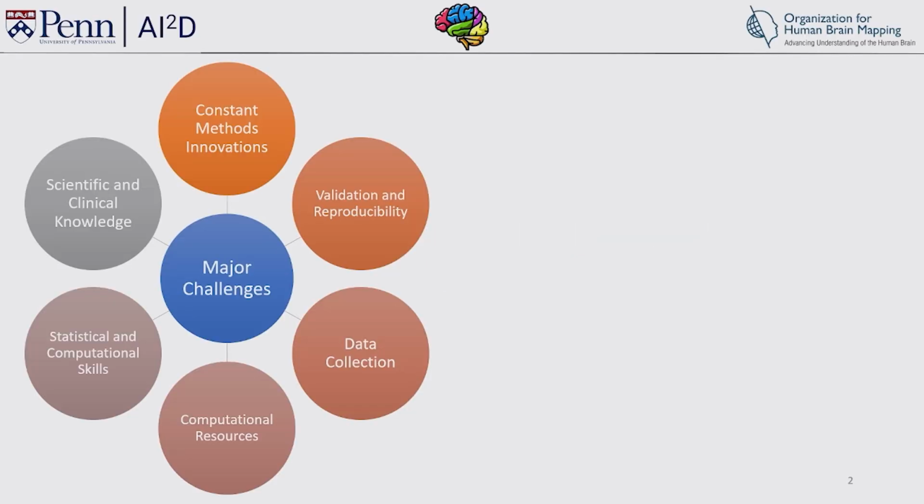There we go. Yes. So as we all know, neuroimaging is really hard to get into. I know that when I first started doing neuroimaging, I had to learn all these software packages and all this scientific and clinical knowledge, keep up with constant methods innovation, learn about validation and reproducibility, and develop all these statistical and computational skills. Also, I had to purchase and have access to immense computational resources and have the data to run all these models on. And this is even more challenging with the growth of AI.